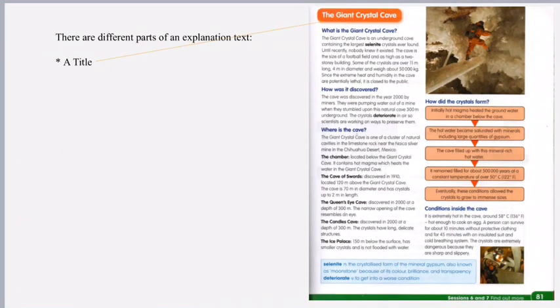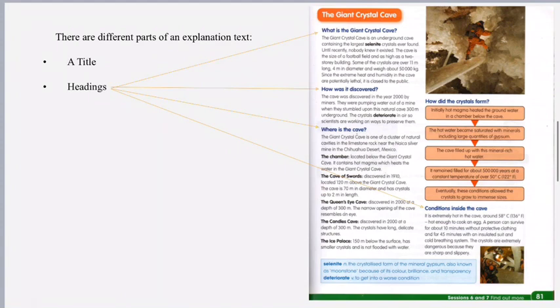So we'll look at different parts of an explanation text, and the first part, as you can see, is a title. So just like a story, a title. So here the title is The Giant Crystal Cave. Again, after reading the title, it's pretty obvious what it's going to be about.